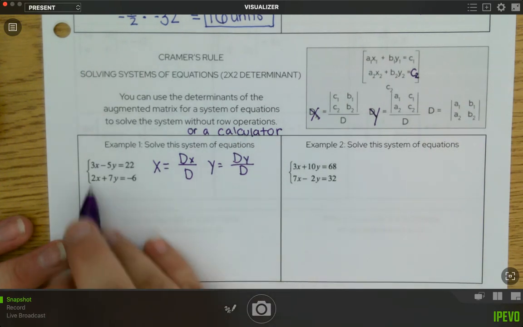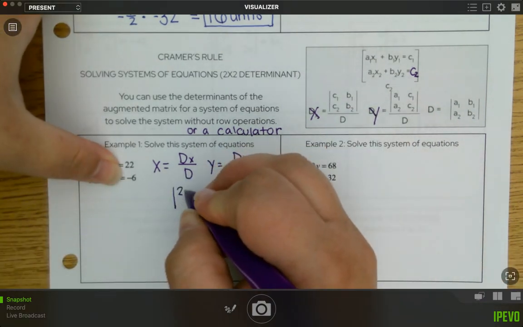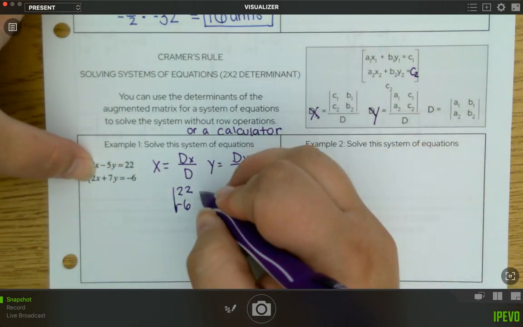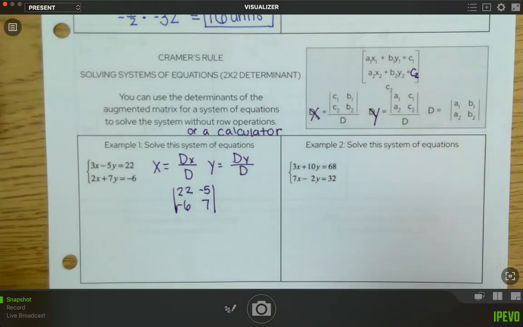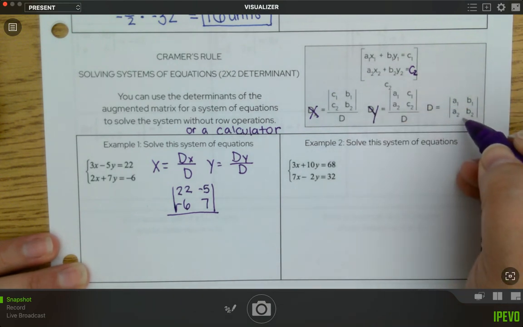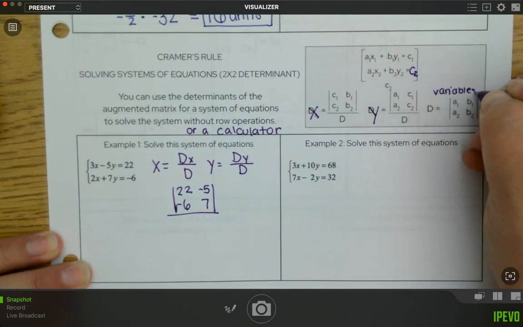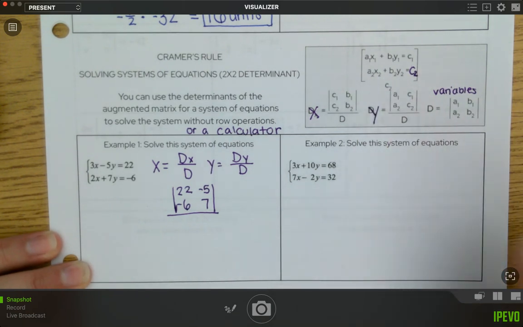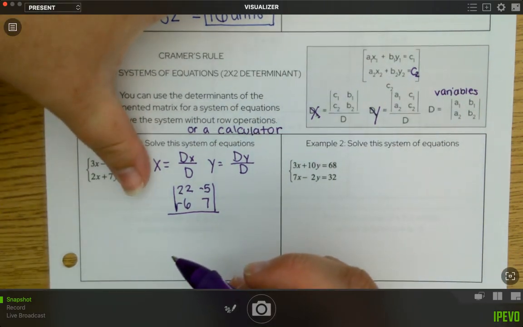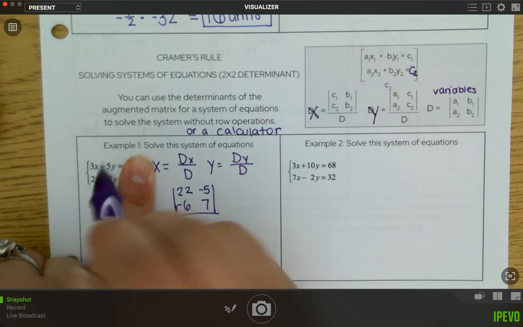So if I wanted to do that here for this one, I would do the constants first, 22, negative 6, and then the y's, negative 5, 7, over D. This D stands for the determinant of everything with the variables. So I'm going to write variables above. Because if you take away the x and the y and you make it just those two, that's what matches here. So if I covered up the constants down here, let's do it this way, there we go. I have 3, negative 5, 2, 7.